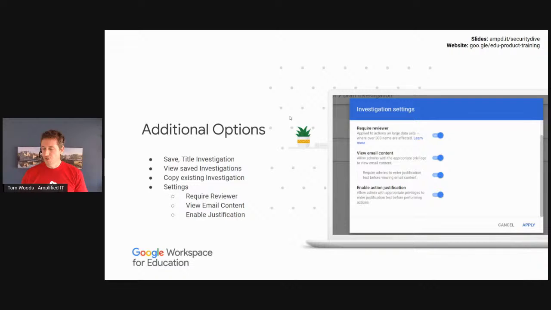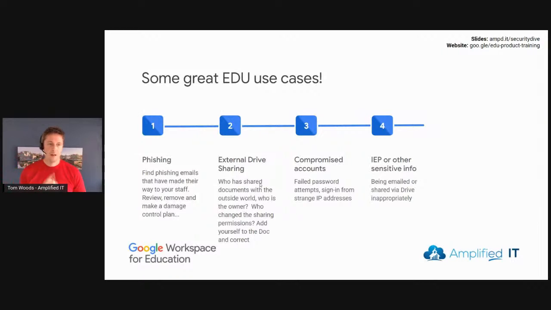Again, with that investigation tool, if you go into that settings cog, you can turn off the justification you saw pop up when I wanted to open an email. You can turn off the ability even to view email content. You can have a reviewer where if you're going to affect 300 or more mail or 300 or more Drive files with your actions, whether that's a delete or a permissions change, maybe someone else has to review that or approve that. You can kind of set up that workflow here with the require reviewer. So that's really great as well.